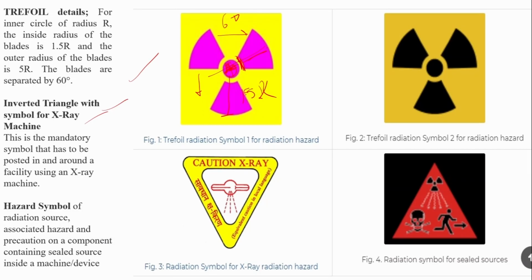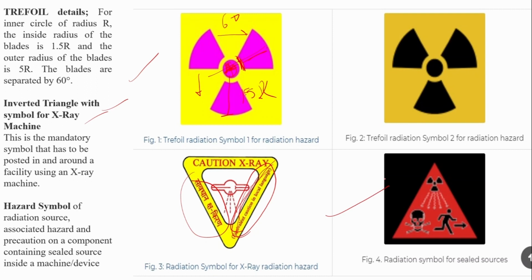This is an inverted triangle with the words caution X-rays written over it in languages. One is English, the common language, another is Hindi, and another is the local language, because India consists of a number of states and different states have different languages. So for local understanding of the symbol, there is one more option to write it in the local language. Inside there is an X-ray tube diagram. So this is the inverted triangle symbol.